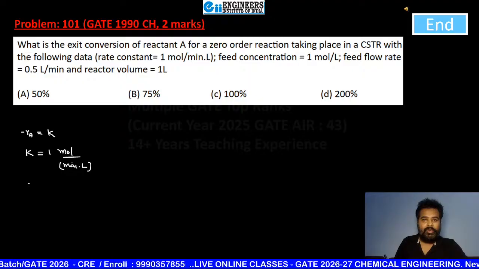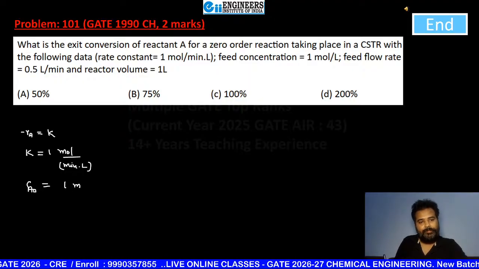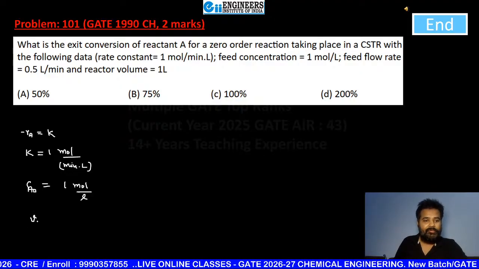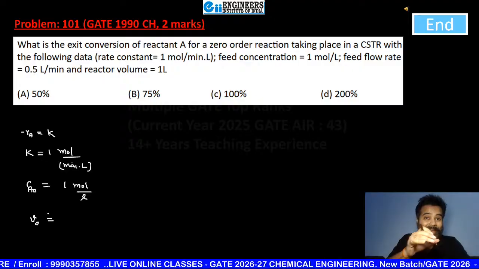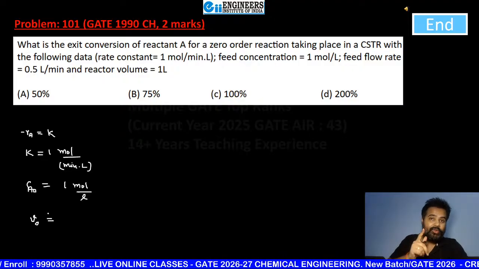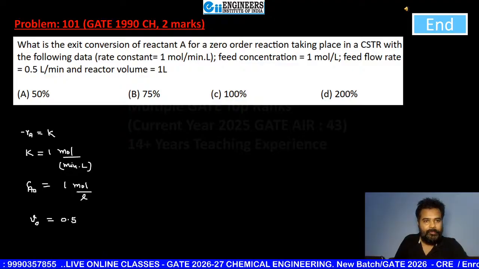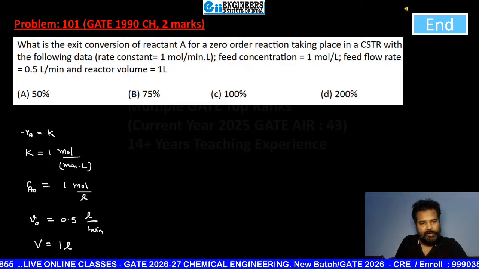Feed concentration, so it's clearly Ca naught, that is 1 mole per liter. Feed flow rate, that means V naught. For any question beta, first you have to extract data. You will first extract data in the examination. Okay, so V naught is 0.5 liter per minute. Reactor volume, that means capital V, is 1 liter.